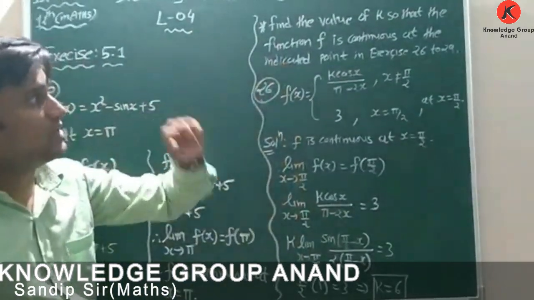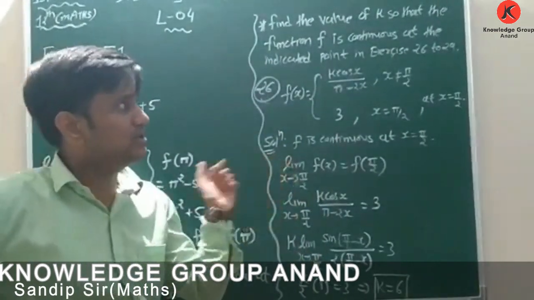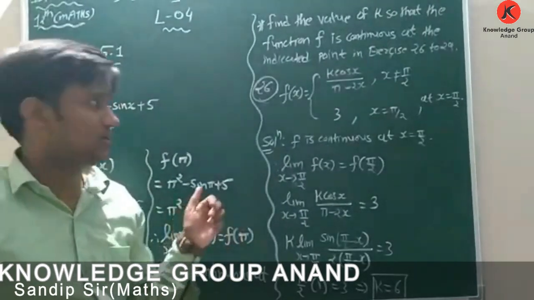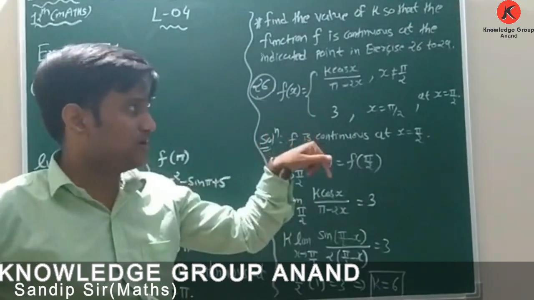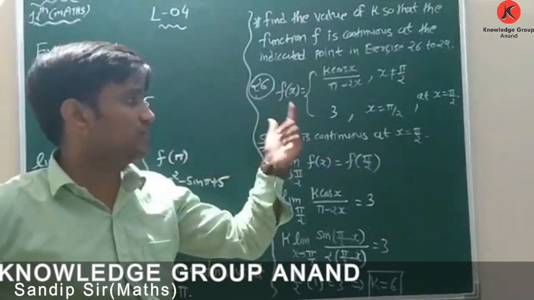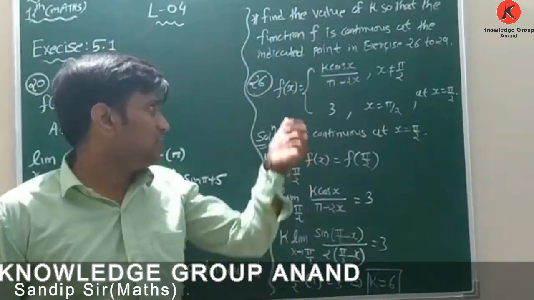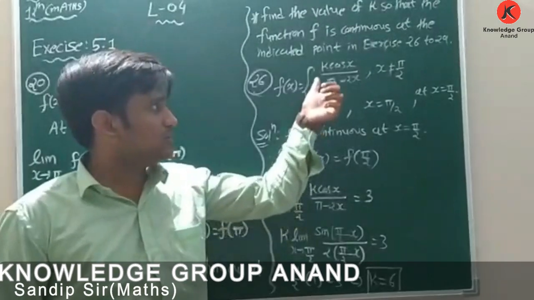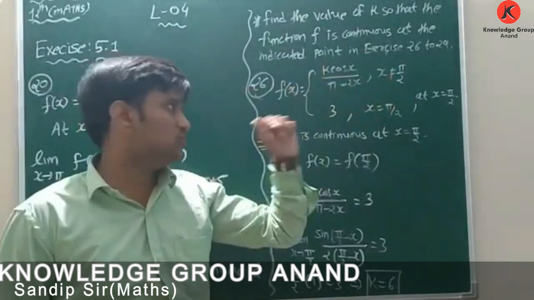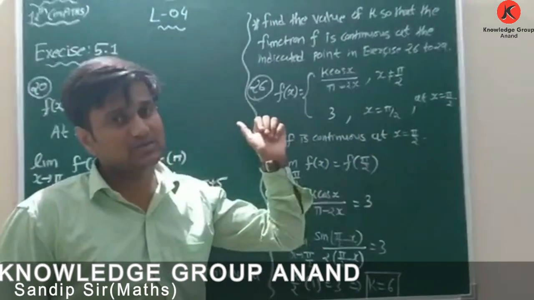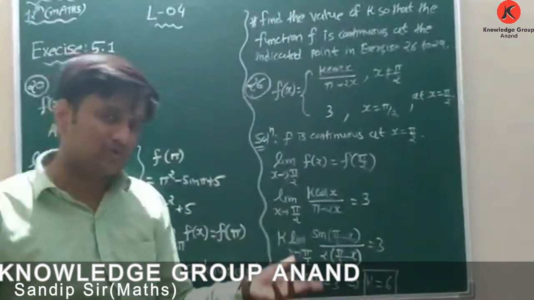ઓકે, શું છે? Find the value of k so that the function f is continuous at the indicated point in exercise 26 to 29. That is means કે 26 to 29 માં કોઈ પોઈન્ટ આપી દીધું છે આપણને. At that point given function is continuous. You have to find the value of any constant k. Okay, so first of all f of x 26 number, f of x is equal to k cos x upon pi minus 2x, where x is not equal to pi by 2, and at x is equal to pi by 2 answer is equal to 3. You have to and given that at x is equal to pi by 2 given function is continuous.